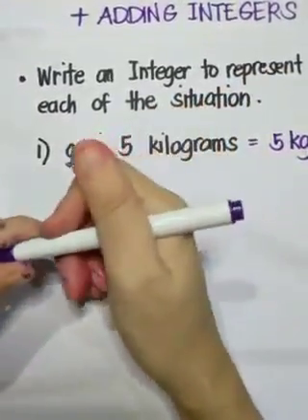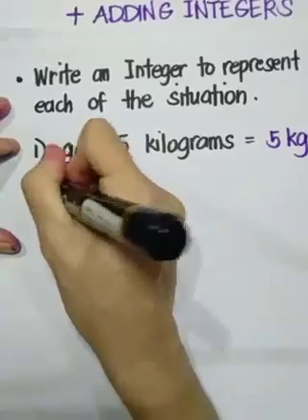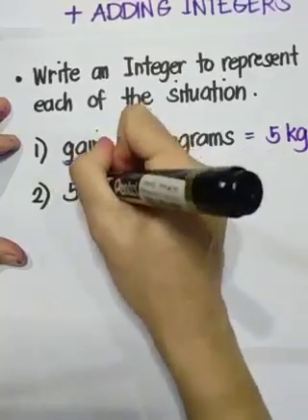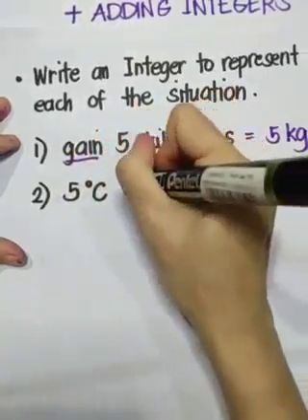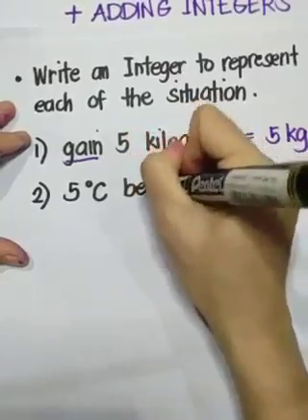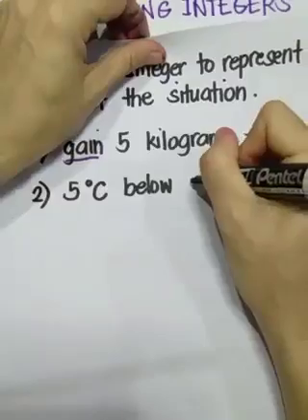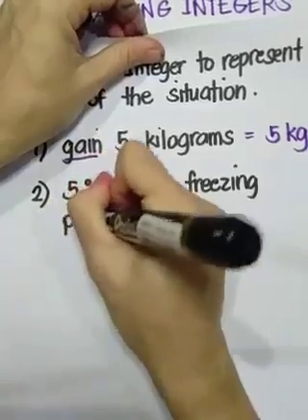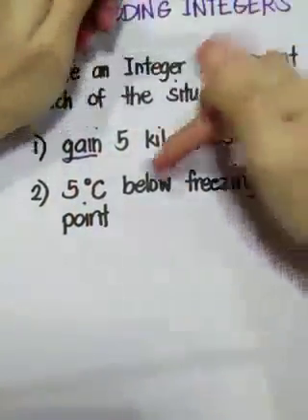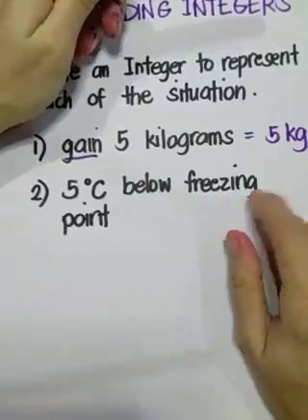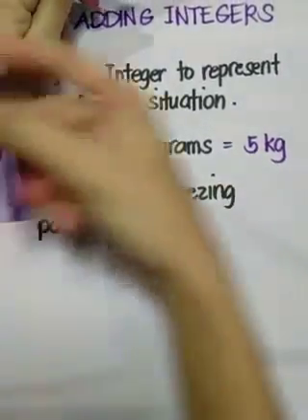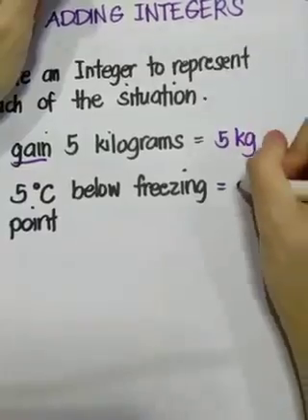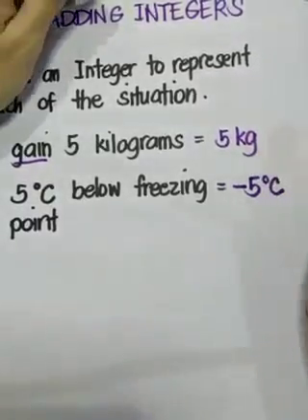Okay, what if we say 5 degrees Celsius below freezing point? When we say below freezing point, that means below 0 degrees Celsius. So what is it? Is it a positive or a negative integer? Yes, it will be a negative integer. So negative 5 degrees Celsius.